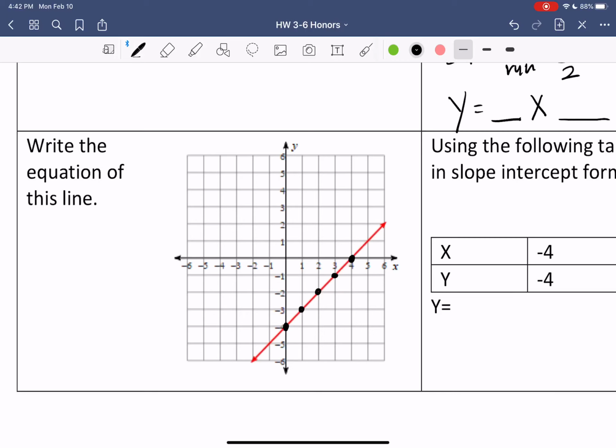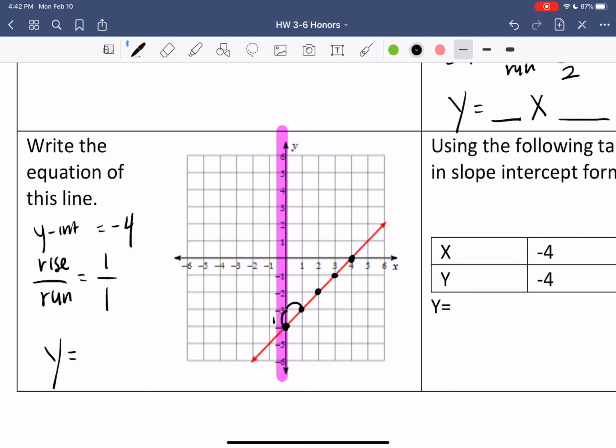So again, we're going to be looking for our y-axis, our y-intercept. So our y-intercept right here is going to be at negative 4. And then our slope is a rise of 1, run 1. So simplifying that into a y equals blank x with your y-intercept.